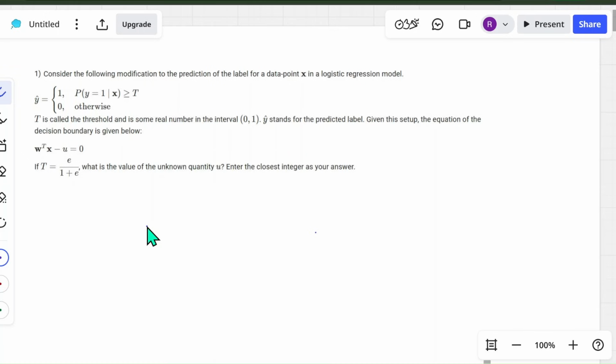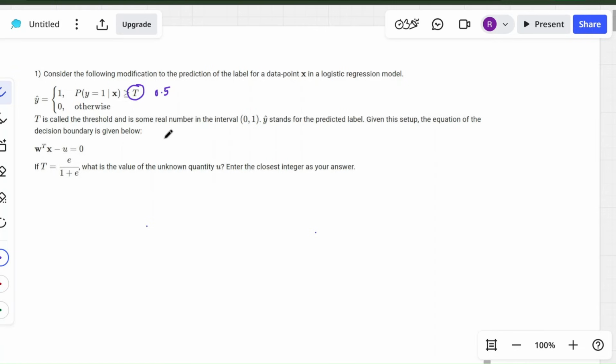Okay, we will try to solve the practice questions for the exam. So this is the first question, which says: consider the following modification to the prediction of the label for the data point in a logistic regression model. Here the only difference is that typically, instead of this capital T, we have 0.5.